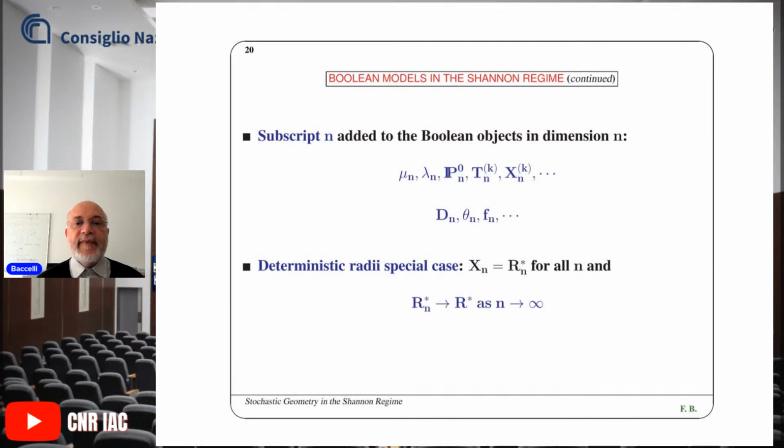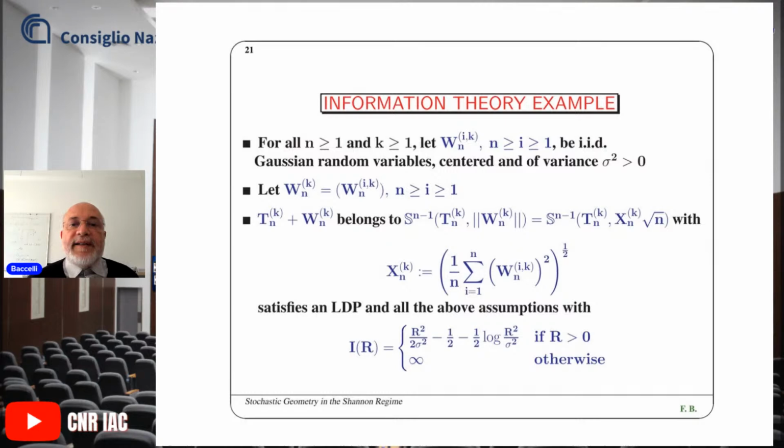I will look at the random case and at the deterministic case where xn is a constant that tends to r star for all dimensions. For instance, rn is r star, right? So these are the settings. Okay, here is an information theory example where this shows up naturally.